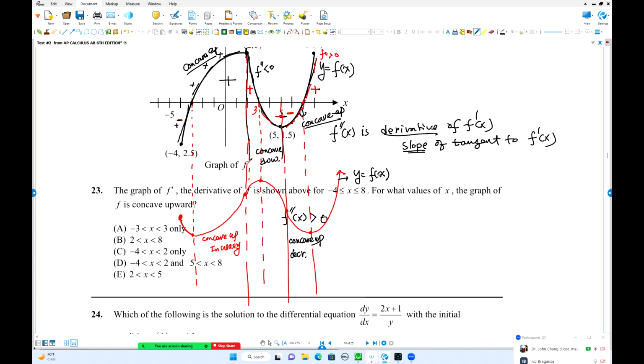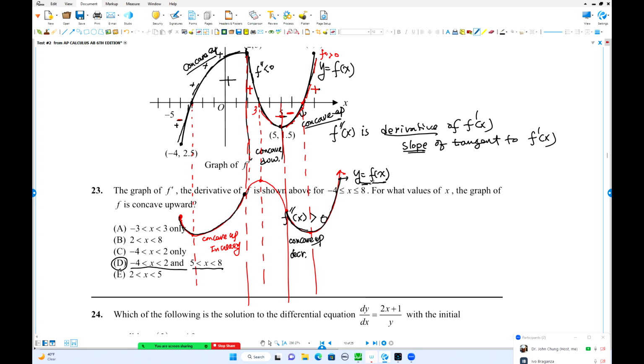From this original graph, now we can see for which interval it is concave up. From here to here, concave up. From here to here, another concave up. From here to here, there is a concave down, right? So where is it? From negative 4 to 2, concave up. Another, 5 to 8, concave up. Are you okay with this? From here also concave up, right? So choice D is the answer.